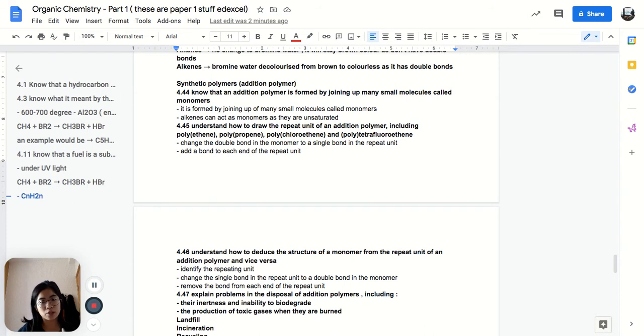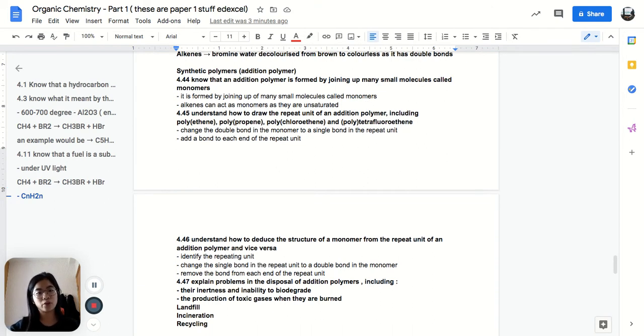4.44. Note that addition polymers are formed by joining up many small molecules called monomers. That is pretty easy and straightforward. It literally tells you what you need to know at that point. So addition polymer is a lot of monomers together. And alkenes can act as monomers because they are unsaturated. As you probably have imagined, alkanes could not act as monomers because they are saturated. They only have single bonds, and that's why they can't act as monomers.